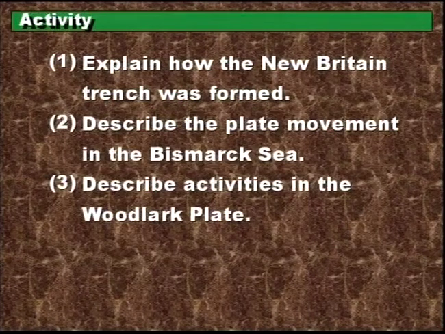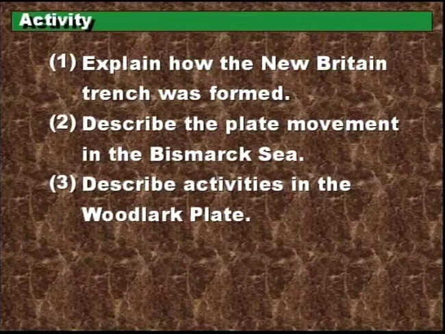Explain how the New Britain Trench was formed. So you'll have to locate, first of all, the New Britain Trench, and then explain how it was formed. Number 2, describe the plate movement in the Bismarck Sea. So you'll have to make reference to the information we've looked at, and also to the notes, and explain the plate movement occurring in the Bismarck Sea.